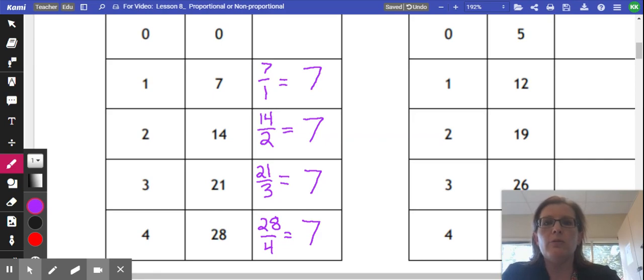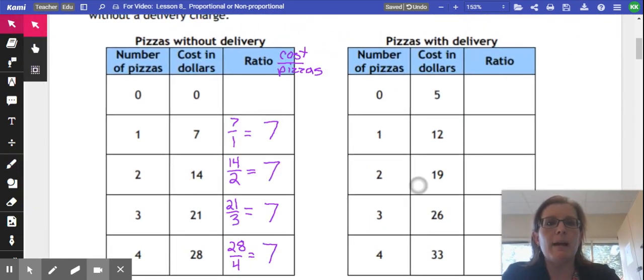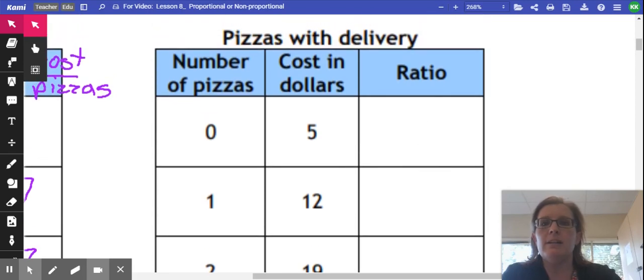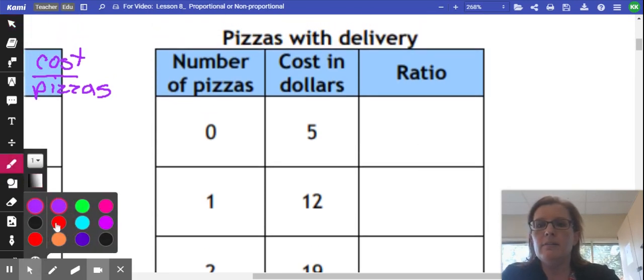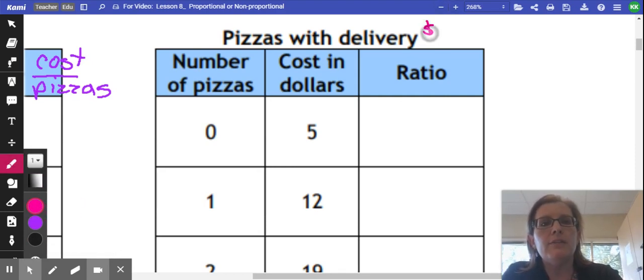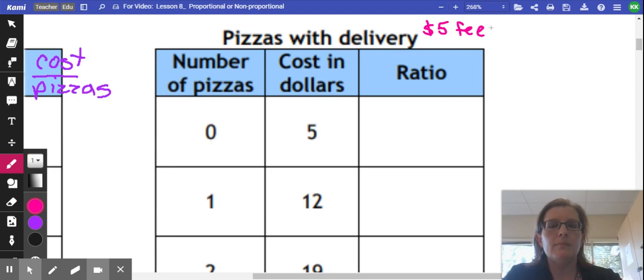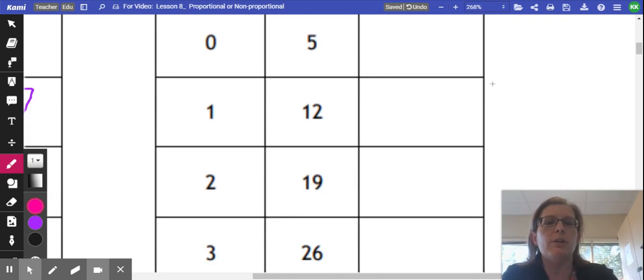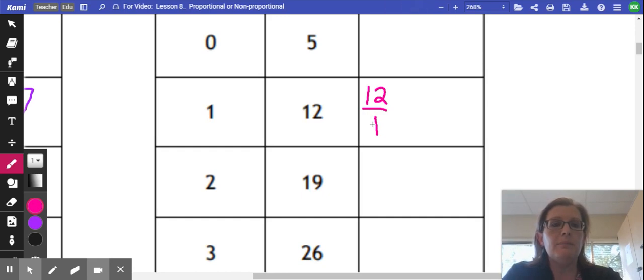Next, I want to look at the table for my pizzas with a delivery charge. So remember, that one is with the $5 delivery fee. Zero pizzas cost $5, but that was the one that doesn't make sense. We just kind of skip that one for our ratio and we look at the next one. We are still doing cost over pizzas. So it's still the money, the 12 over the pizzas, the 1. And 12/1 simplifies to 12.